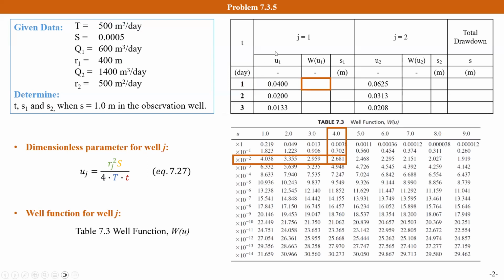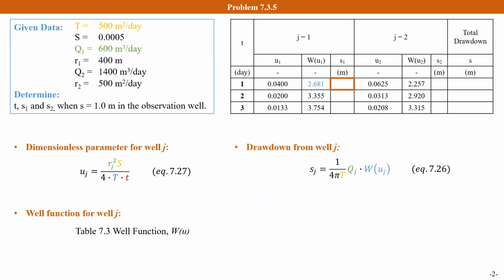And then we need to calculate the value of the well function. Because in the previous step we got U1 equal to 0.04, which is 4 times 10 to the power of -2, based on this table we can find the value of the well function equals 2.681. And then we can fill out the other blocks.